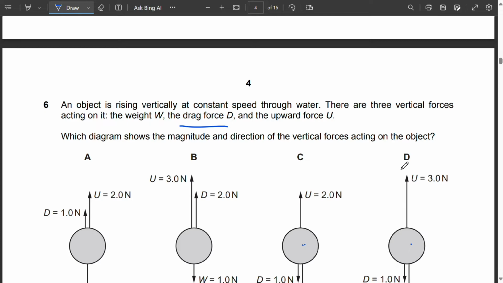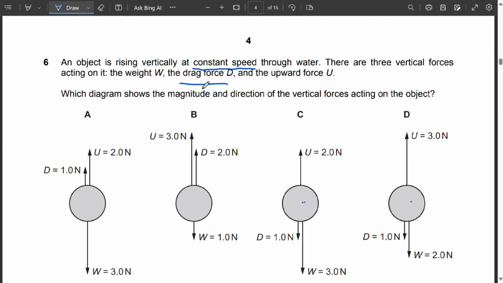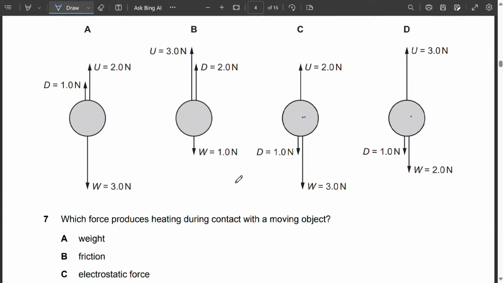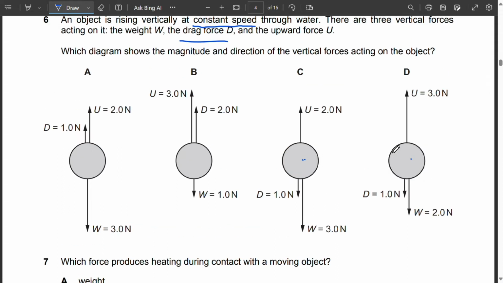Now the point to be noted is that it's moving with a constant speed. Constant speed means the total upward force and the total downward force should be equal, that means the resultant force should be zero. If you see, in this one it is 2 and 3 plus 1 is 4, so this is not it. In this one, the upward force is 3 and the downward force is 2 plus 1, which is 3. So this is equal because it is moving with constant velocity and the total upward force should be equal to the total downward force. So option D is the correct one.